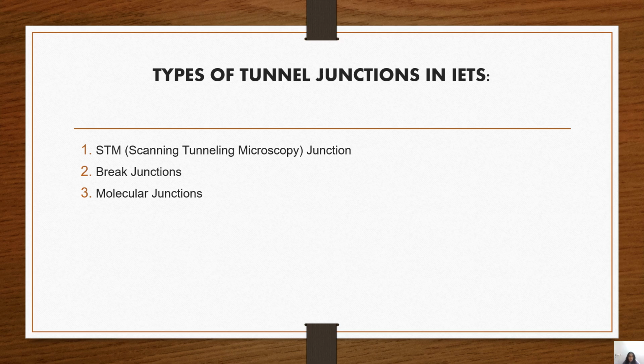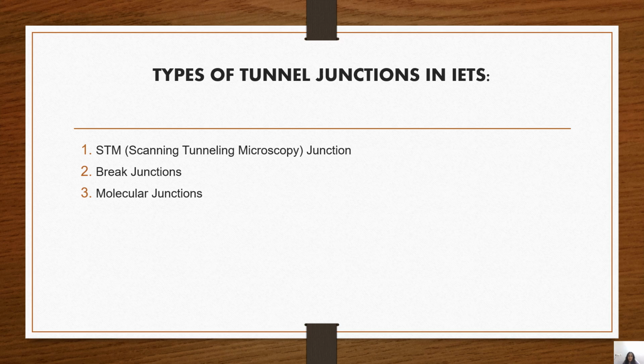Now, the third junction is the molecular junction. The molecular junctions are created by placing individual molecules between two conductive materials. These are used to investigate the quantum mechanical properties of single molecules, such as conductance, vibrational states, and interactions with their environment.